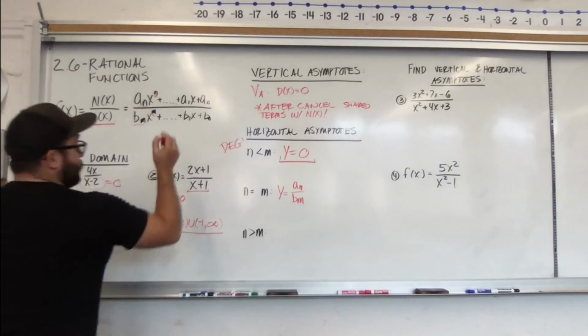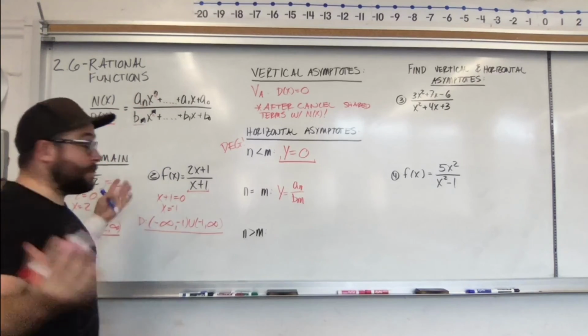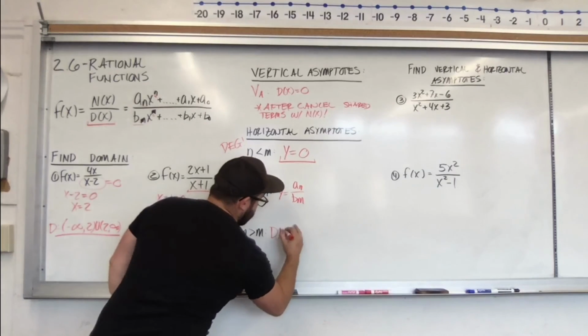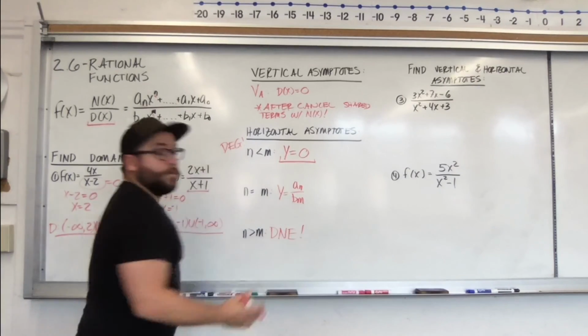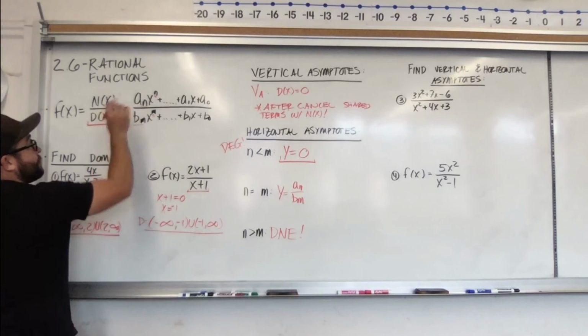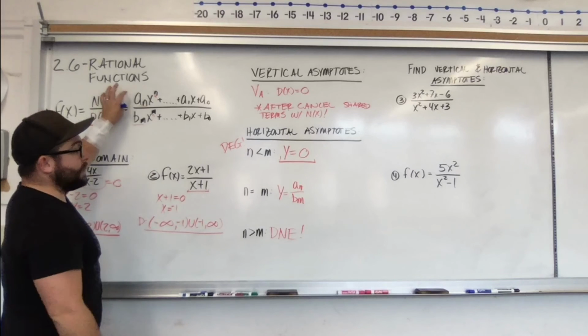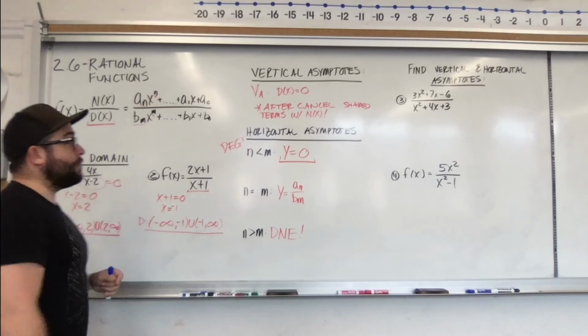Lastly, we have the case where the numerator degree is larger, and when that happens, we have no horizontal asymptotes. No horizontal asymptotes are going to exist if the top degree is larger by 1, 2, 3, 4, anything. As long as the top is larger by at least 1, we have no asymptotes.